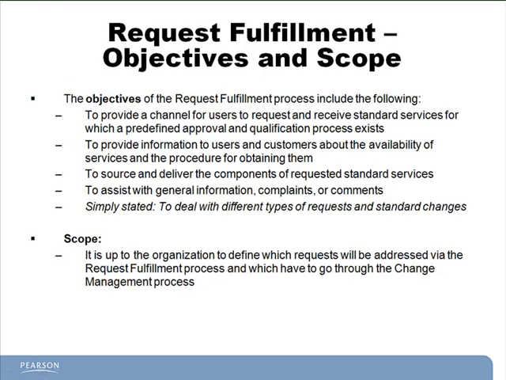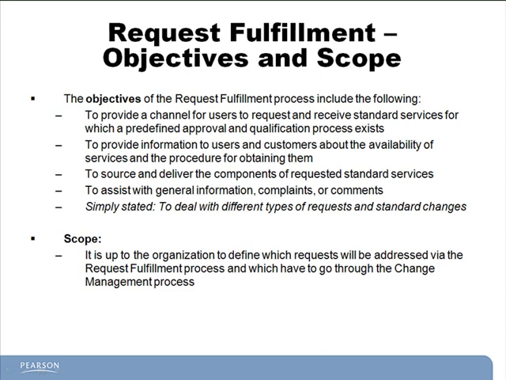Request fulfillment has a few objectives. First, to provide a way or an on-ramp for users to request and receive standard services for which a predefined approval process exists. Also, to provide information to users and customers about the availability of services and the procedure for obtaining them. Like if a user wants to know if there's a color printer in the building they can use, and if so, how they go about getting access to it.